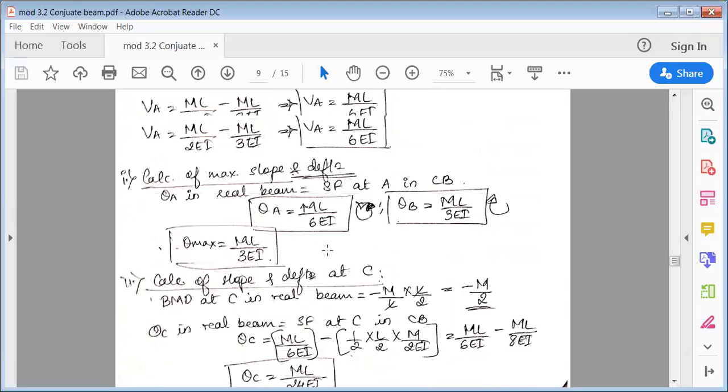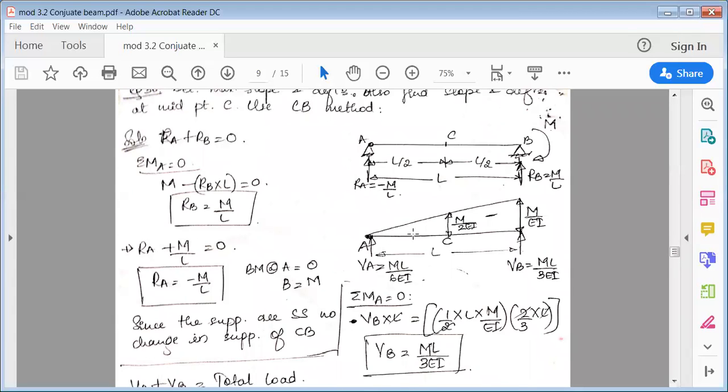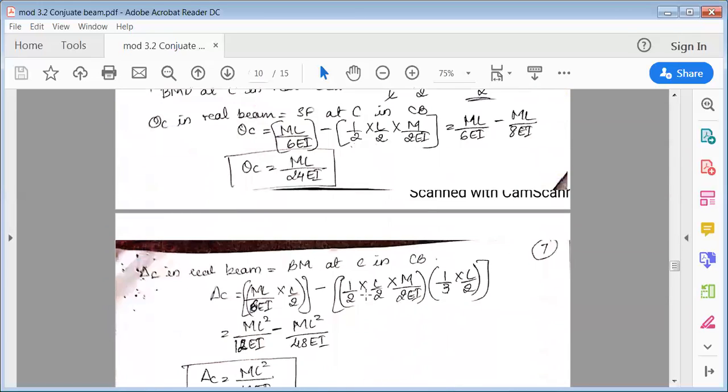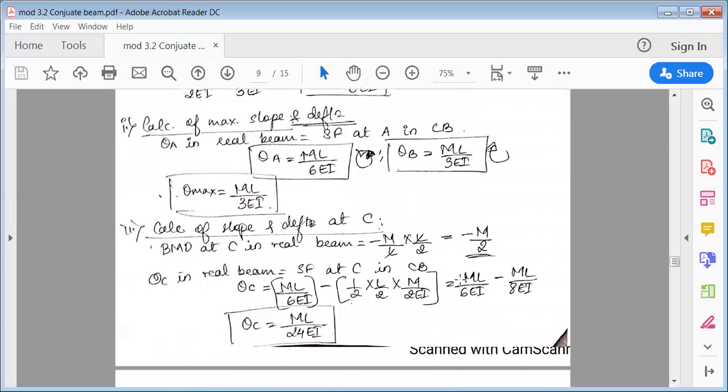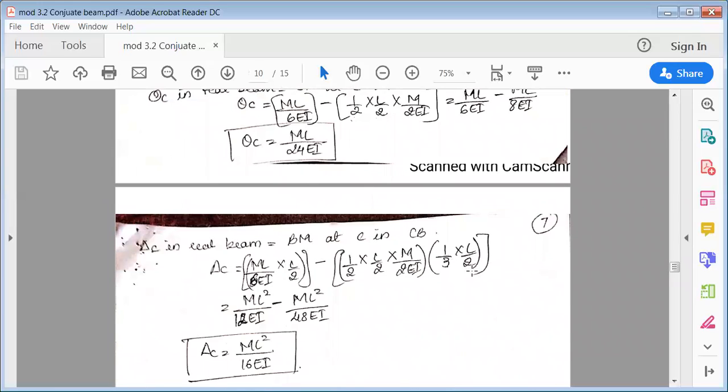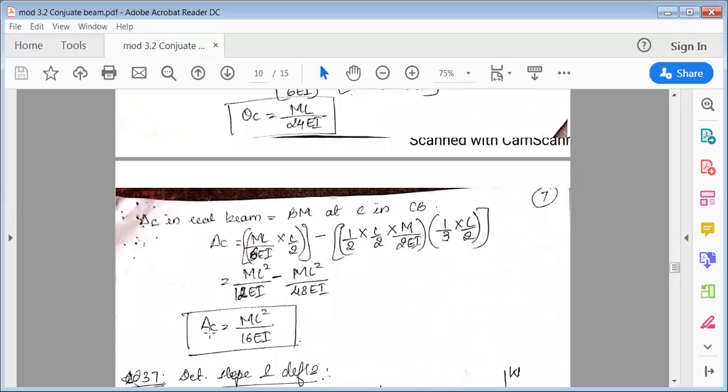Then minus this triangle, half into base L by 2, height M by 2EI is this area. Half into base into height, and now you're measuring with respect to C. The centroid of a triangle measured from the base is 1/3, so this is 1/3 of L by 2. When you solve this, you'll get delta C. So delta C is equal to ML square over 16EI.